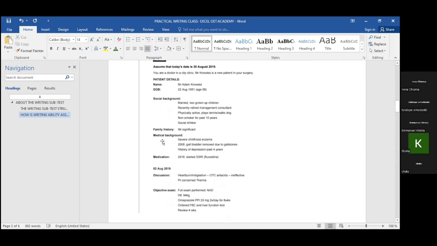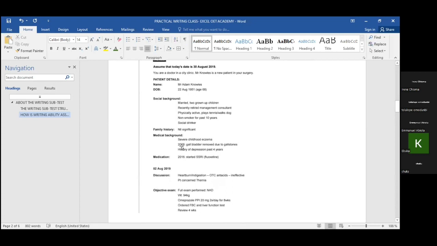Now, this medical background, severe childhood eczema: is it important for someone that is having these symptoms currently? Do you think it will help the gastroenterologist? No, it would not. All right, but then let's say it was a dermatologist. It would be helpful, yes. Exactly, a skin doctor would find it helpful. You remove this one. You don't need to write all this information.